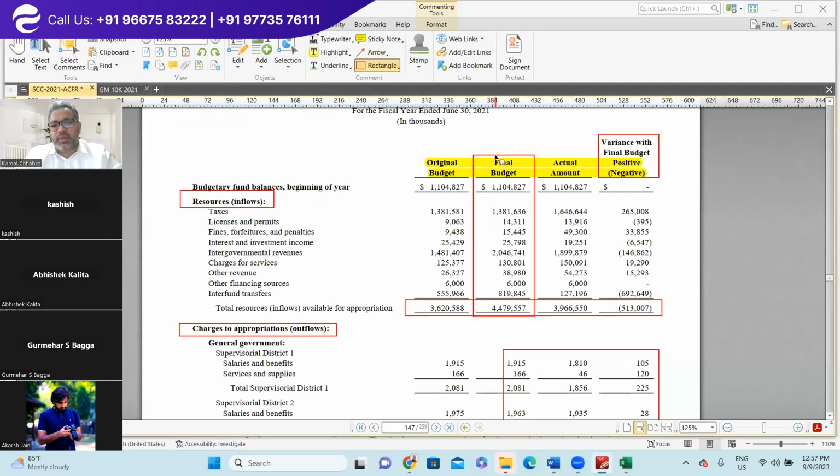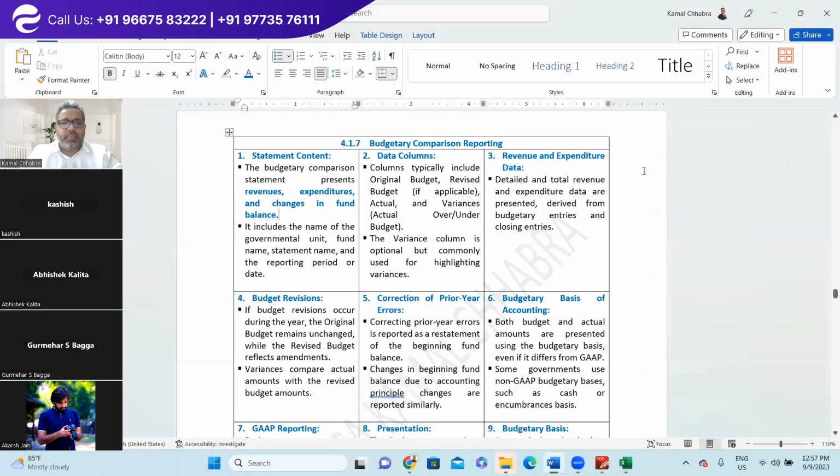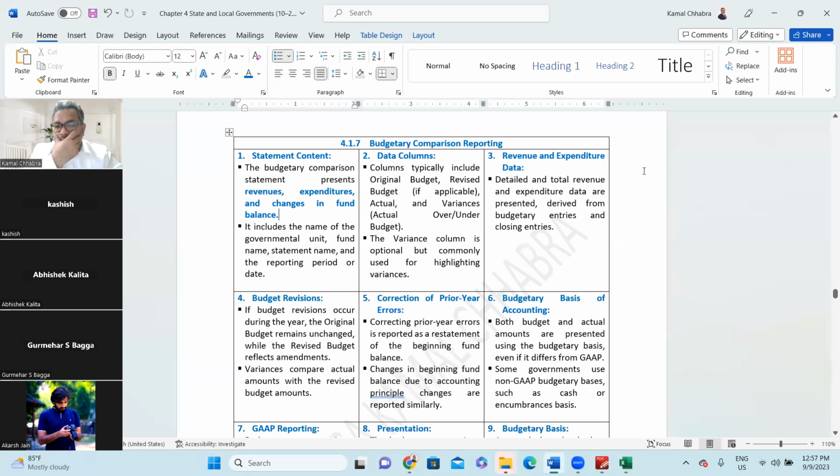This is what we have seen: your original budget, your revised budget, your actual amount, and the variance between the revised budget and the actual amount. Make sense? The variance column is optional but commonly used for highlighting the variance. What all information we provide?